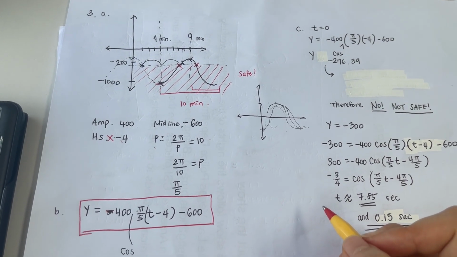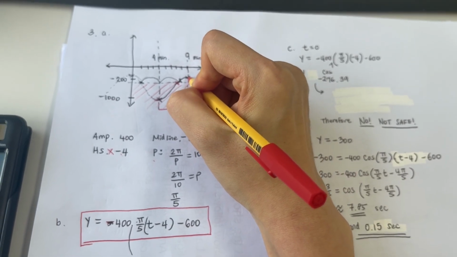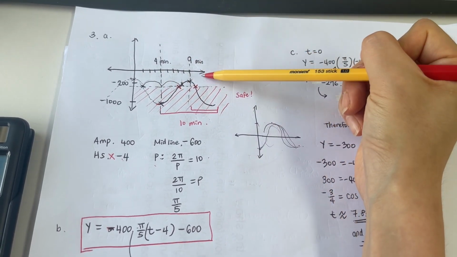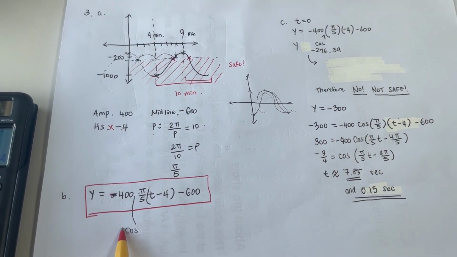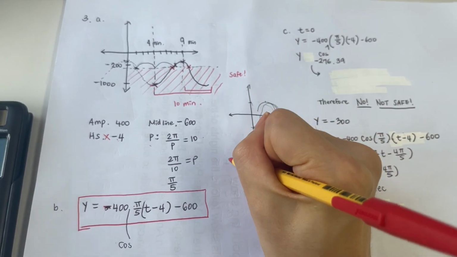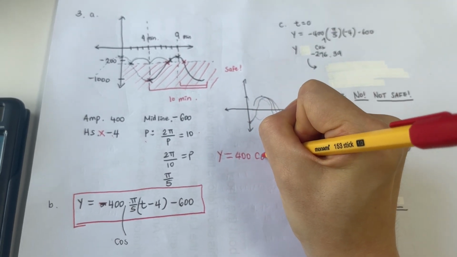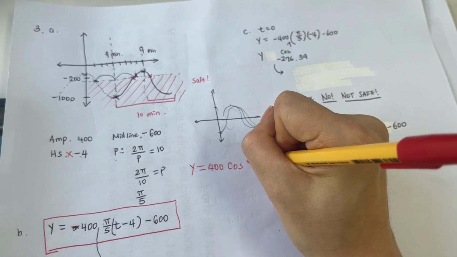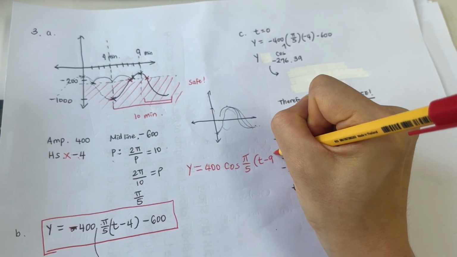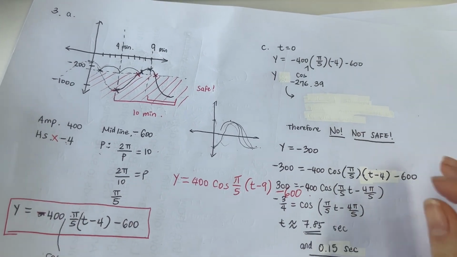It's totally up to you. You can go ahead and decide to use this point as your starting point, which means our horizontal shift would have happened until 9. So this is one option. Another option would be using this part, which would be then y equals 400 cosine pi over 5 t minus 9 minus 600. This should do as well.